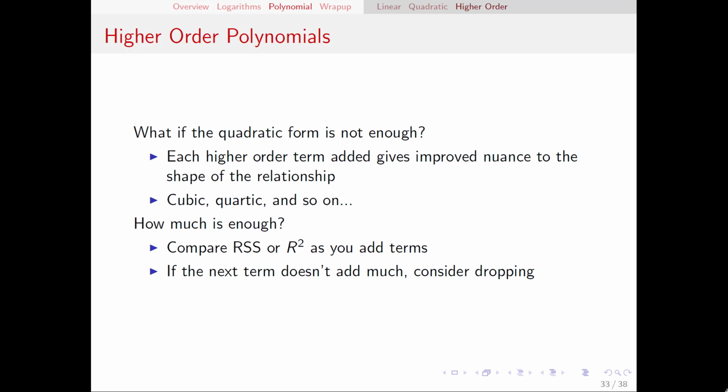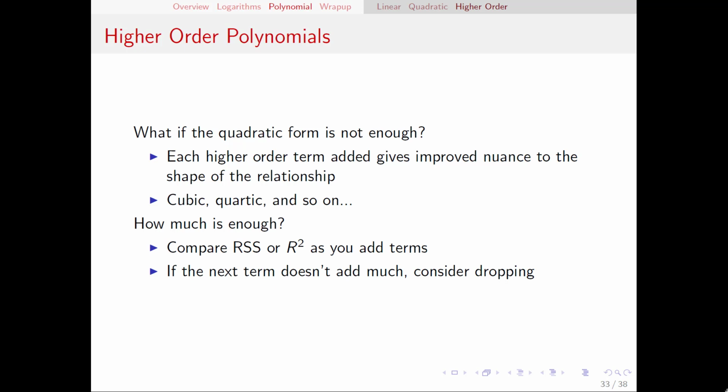If it doesn't go down by much at all, then you haven't really added much. Alternatively, you can see this as the r squared goes up as you add terms. If the next term you added does not change things very much, then you might want to stop there. There's no one right or wrong answer to this.